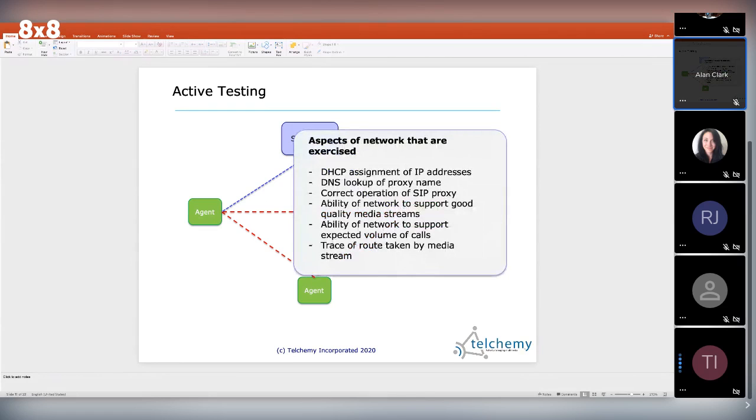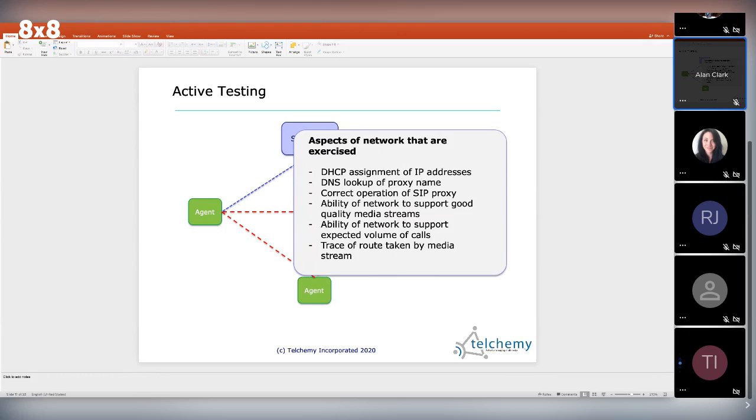And so the various aspects of the network that are exercised in the process of doing all of this: DHCP assignment of IP addresses, so typically the agents would follow the same rules as any other IP device in terms of IP address; DNS lookup of the proxy name; correct operation of the SIP proxy; and then the ability of the network to support good quality media, so make sure there's not any excessive loss or jitter. Test the ability of the network to support the expected volume of calls.